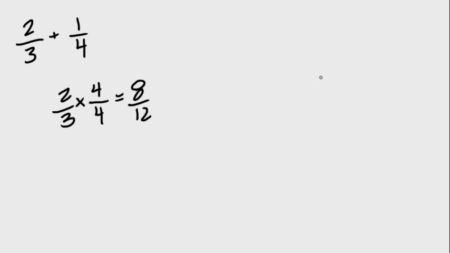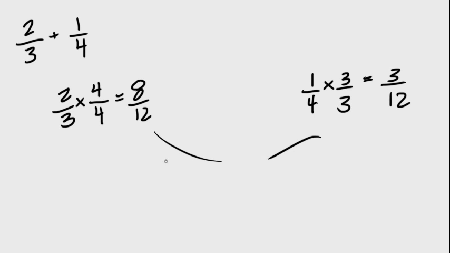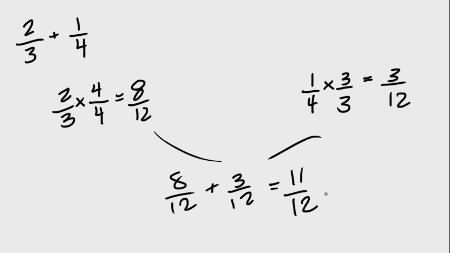And what about the 1/4? Well, the 1/4, I'll do it over here. We multiplied by 3/3, which is 3/12. And then we combined them, 8/12 plus 3/12, giving us 11/12. So that's how we would do adding fractions with unlike denominators.